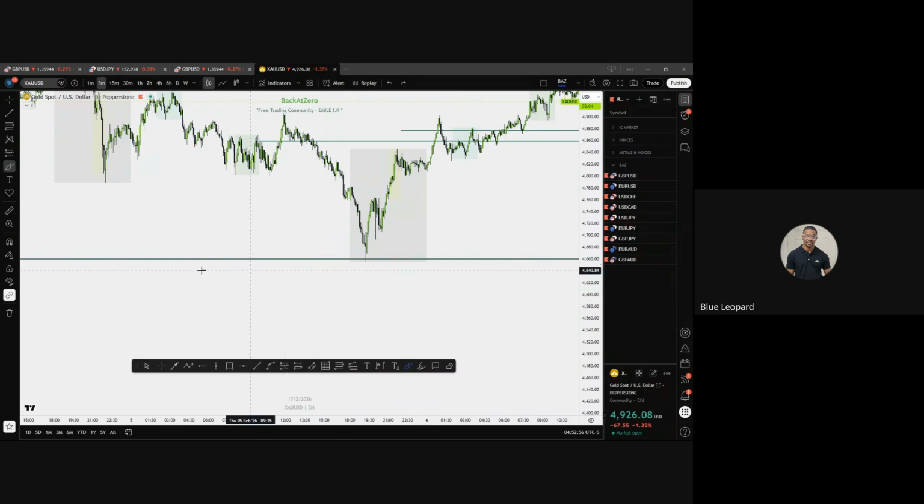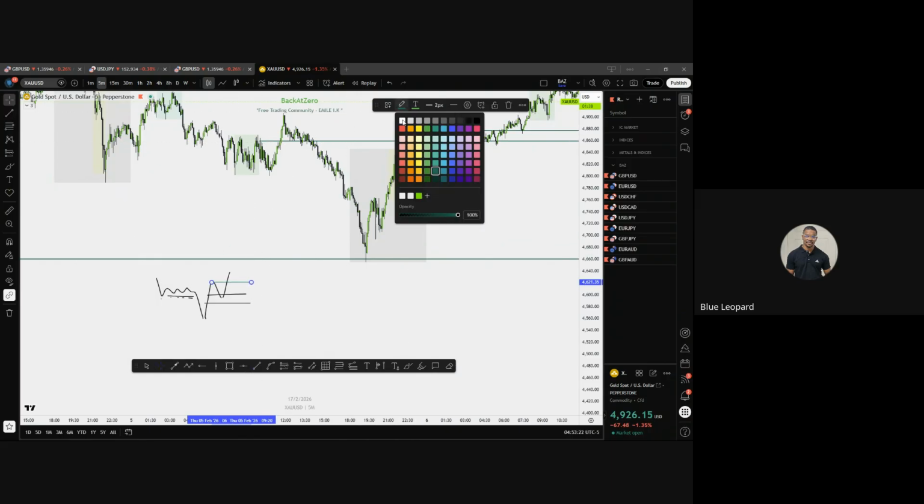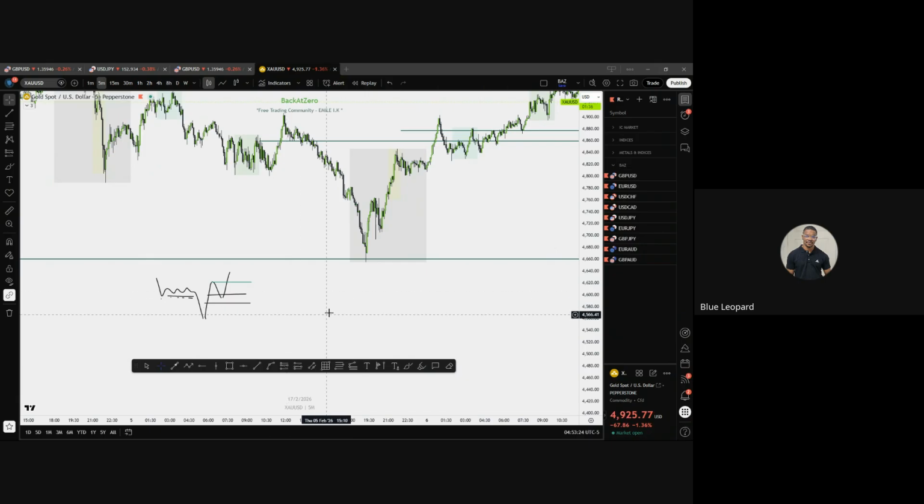What is the sequence? You have engineering, manipulation, which is also called liquidation or inducement. Then you have the distribution to show the direction. Then you have the rebalance to balance around the imbalance point. And then you have the confirmation. You can enter here. I will put it in green. Why? Because it's the end of the sequence.